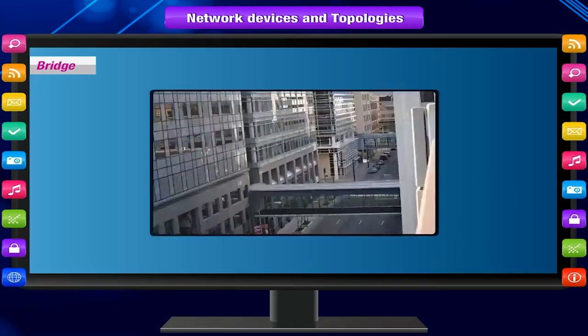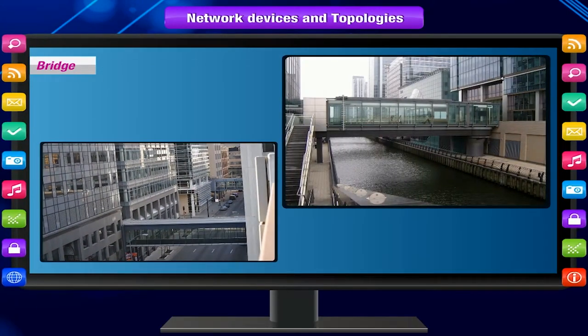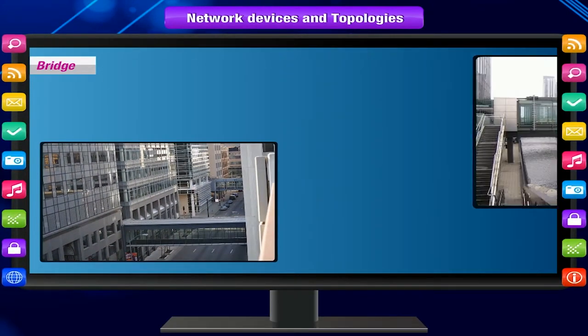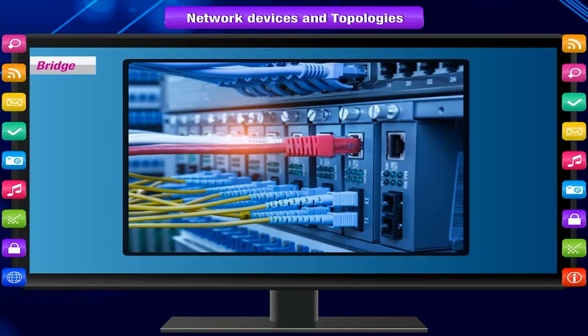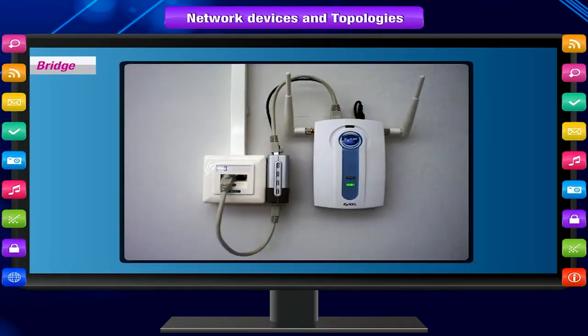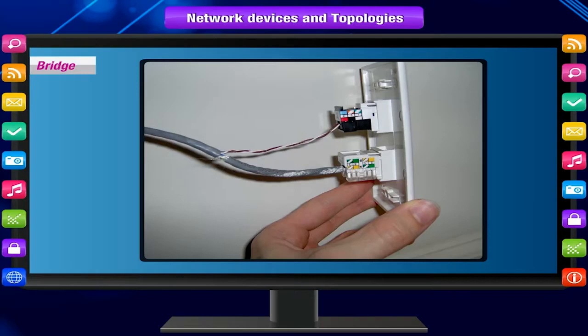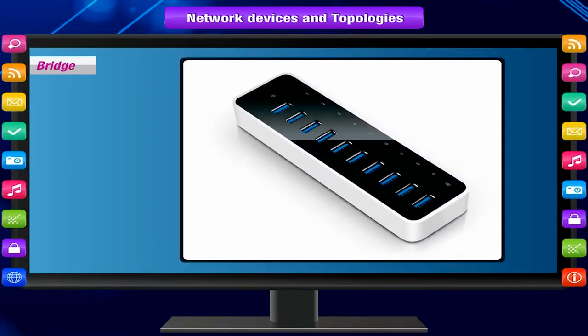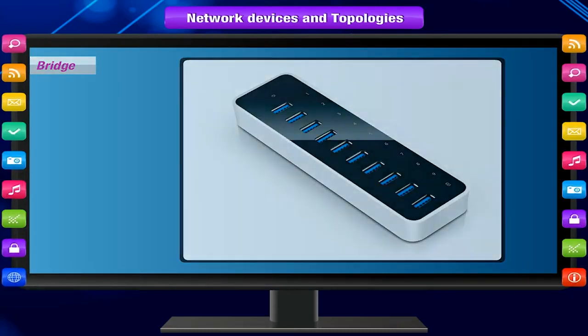You can think of two different labs or two different floors connected by a bridge. The bridge is an Ethernet device. It simply receives electrical impulses from one wire and resends them on another wire. It is a dumb device that simply extends range. A hub is also called a multi-port bridge because it does the same thing.